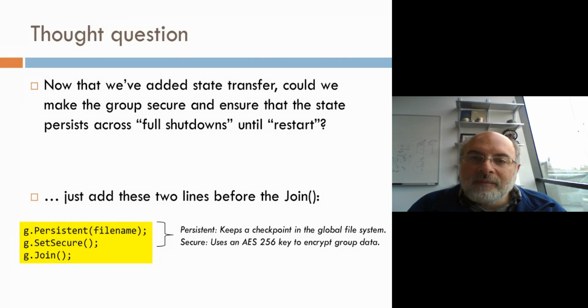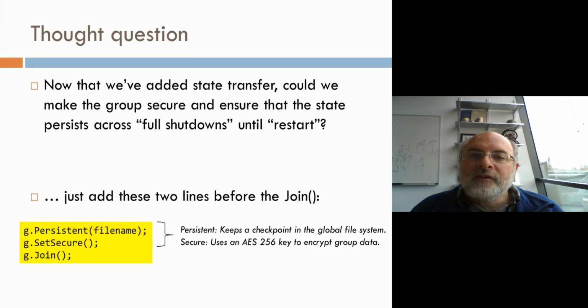So you have a file name in the global file system, and what ISIS is going to do is store checkpoints using those same checkpoint making routines into that file name. And later, at the time of the join, if it creates the group, it just loads the most current checkpoint. And you can update those checkpoints. If you like to, there's a method to trigger the creation of a new checkpoint.